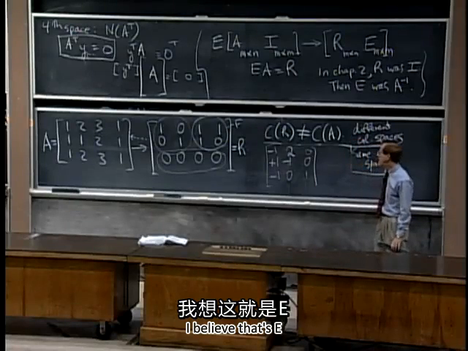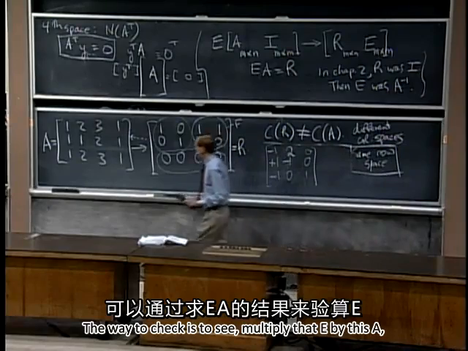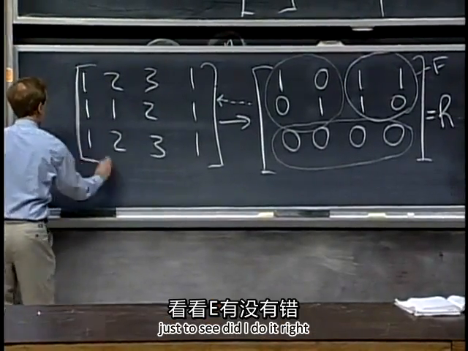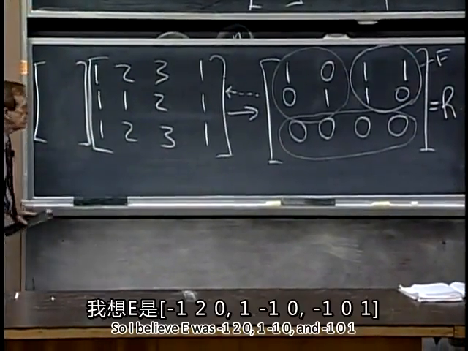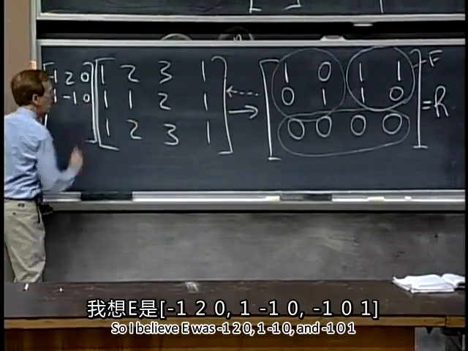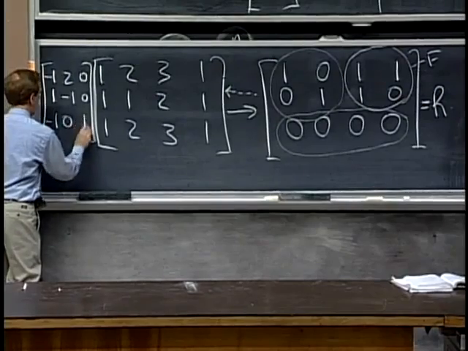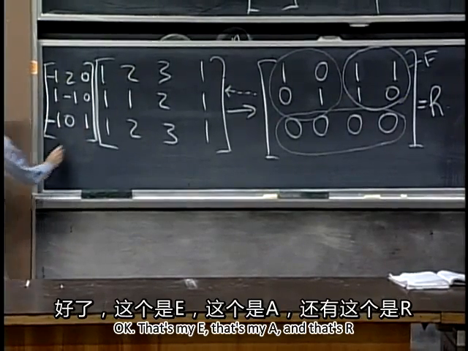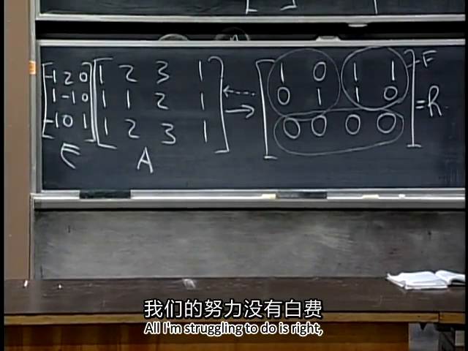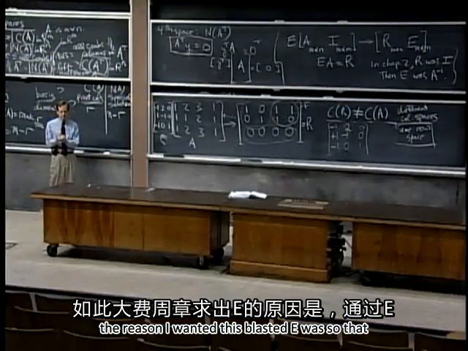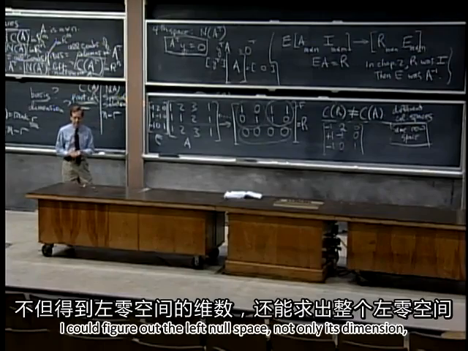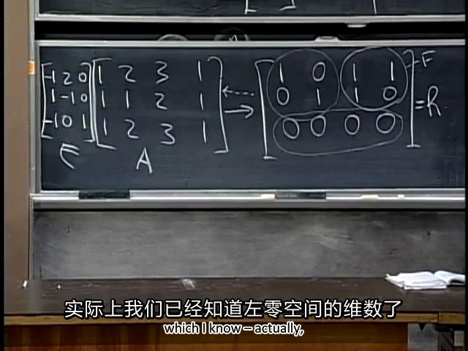I believe that's E. The way to check is to multiply that E by this A, just to see, did I do it right? So I believe E was minus 1, 2, 0, 1, minus 1, 0, and minus 1, 0, 1. Okay, that's my E, that's my A, and that's R. All right. All I'm struggling to do is, the reason I wanted this blasted E was so that I could figure out the left null space. Not only its dimension, which I know.